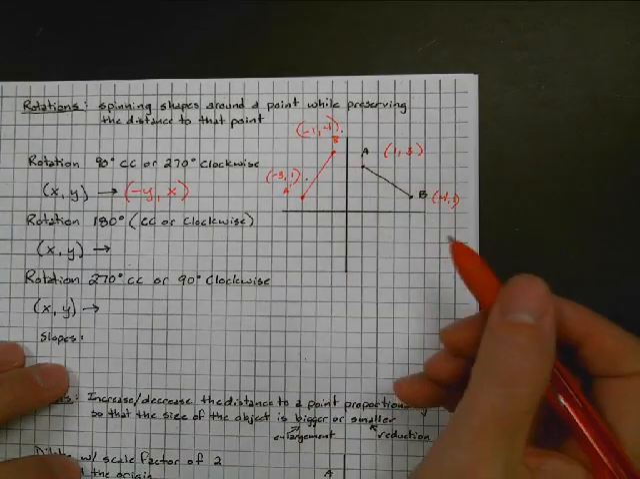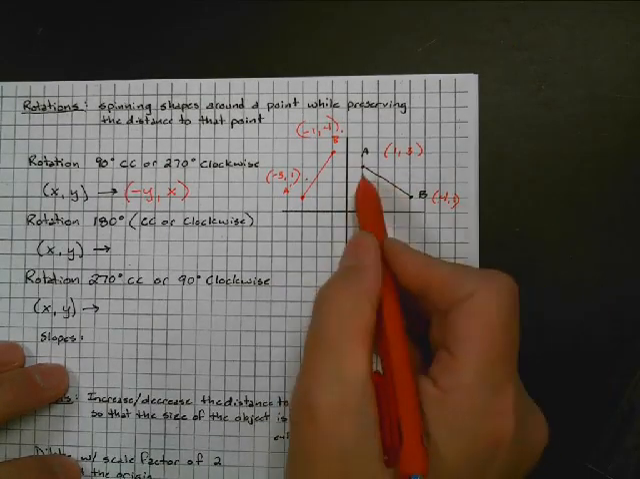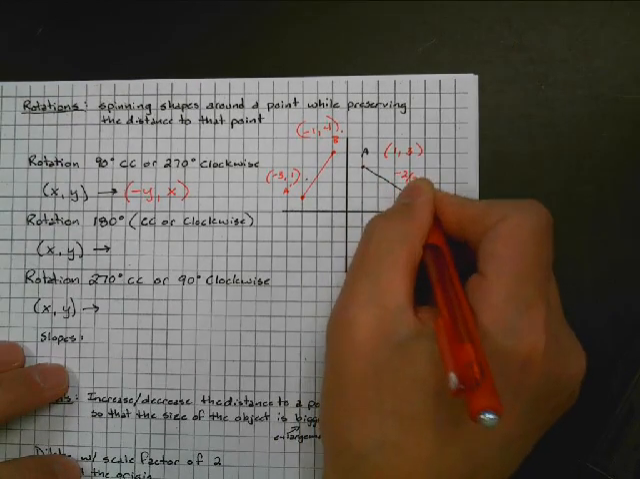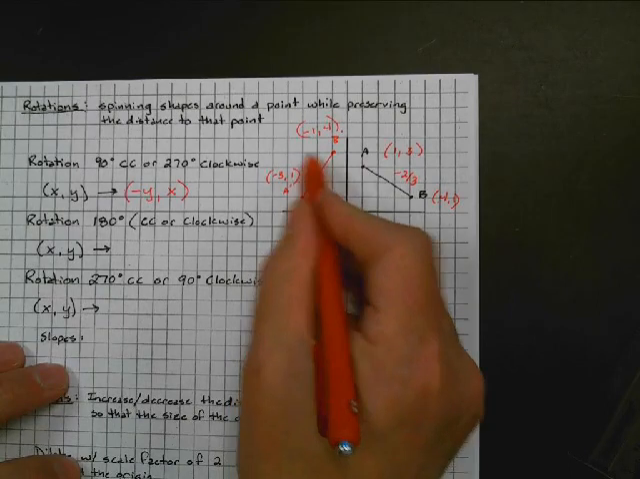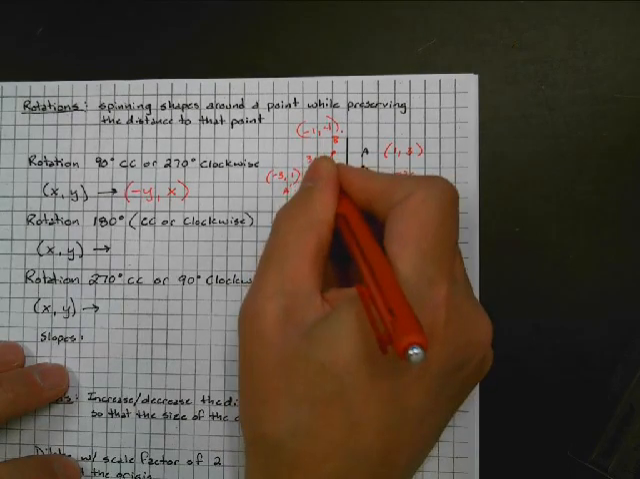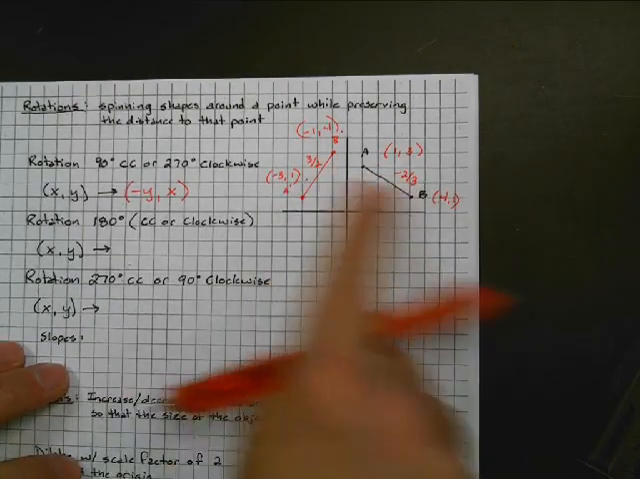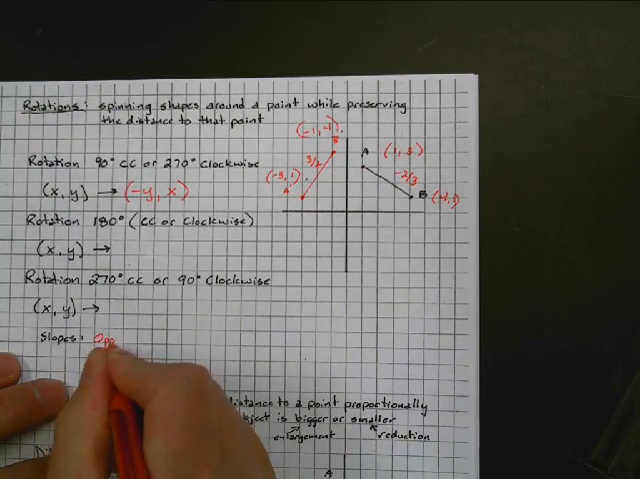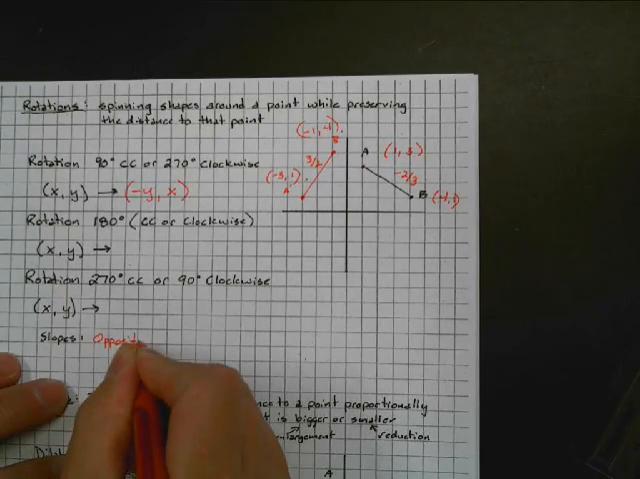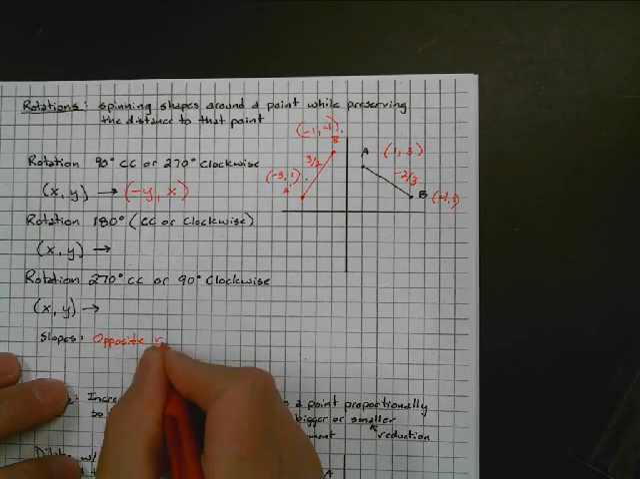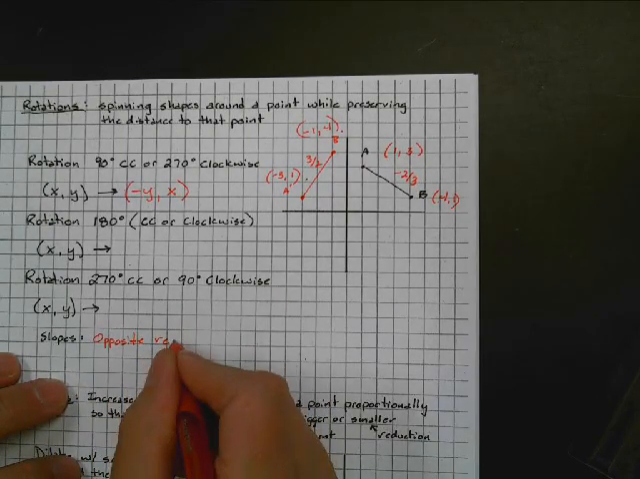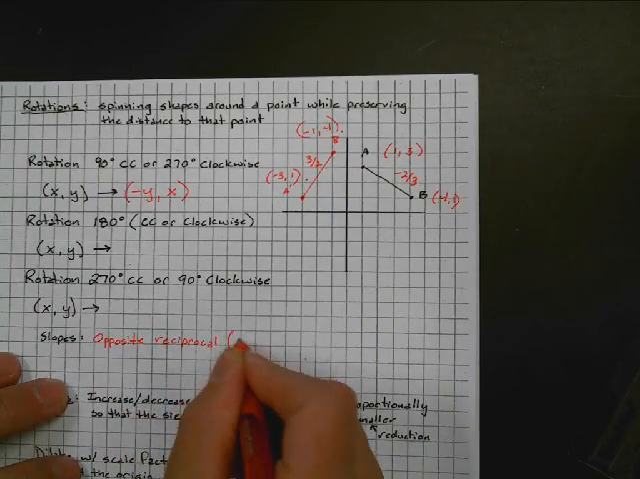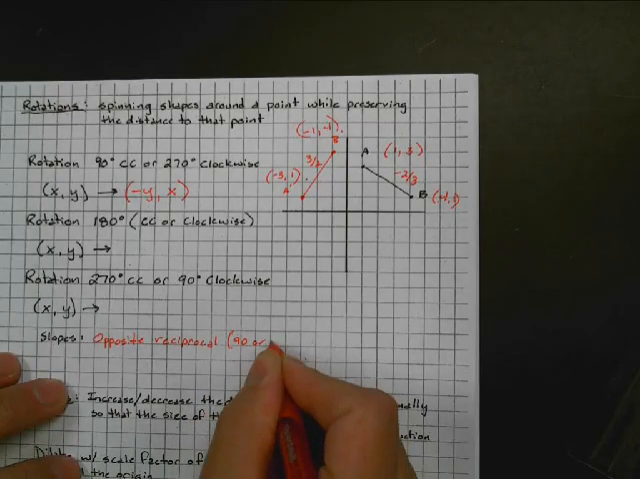Okay, so the other thing I want you to see is look at these slopes. This one goes down 2 and over 3, negative 2 over 3. This one goes up 3 and over 2, positive 3 over 2. These slopes are opposite reciprocals. They're opposite, meaning their sign has been changed. Reciprocal means the numerator and the denominator have been switched. And that's always going to happen with a 90 or 270.